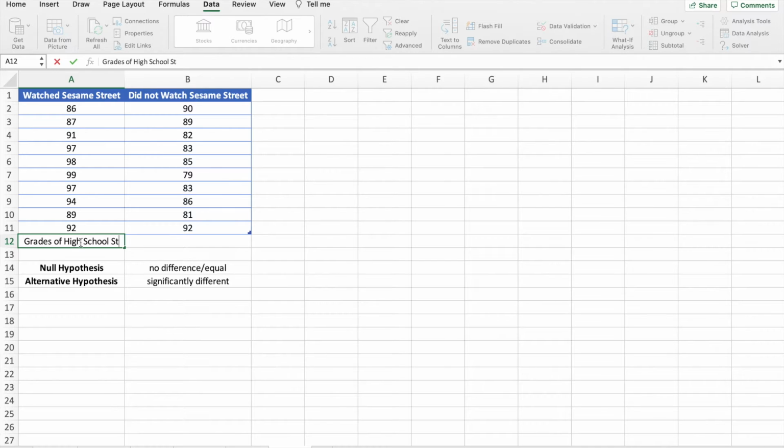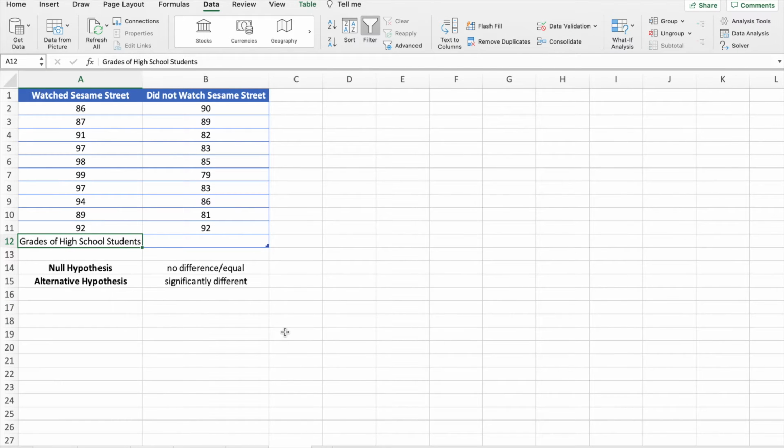Using t-tests, we want to know if there is a difference between the high school grades of students or children who watch Sesame Street and those students who did not watch Sesame Street.